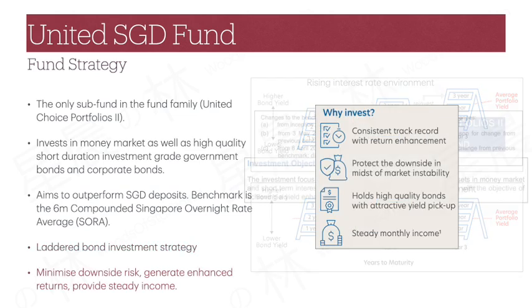In essence, the fund's strategy is to minimize downside risk by investing in high-quality bonds to avoid default risk, and also short maturity bonds to reduce interest rate and price volatility, and with that, to be able to generate enhanced returns that are above the Sing dollar deposit rates. Finally, the fund through its distributing share class serves to provide a steady income to investors.